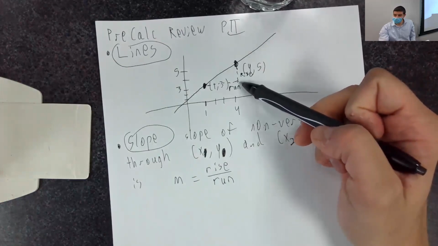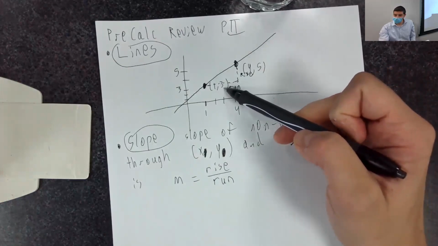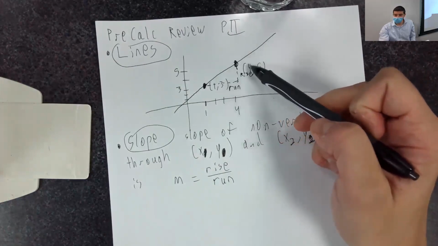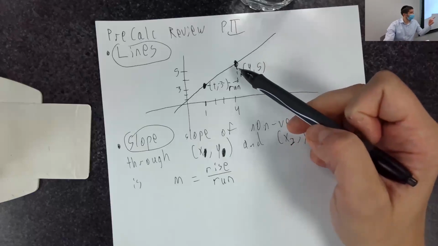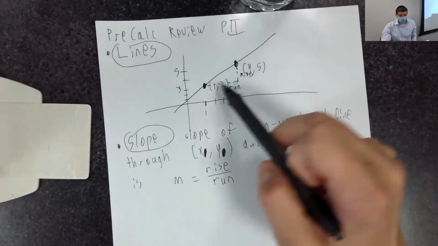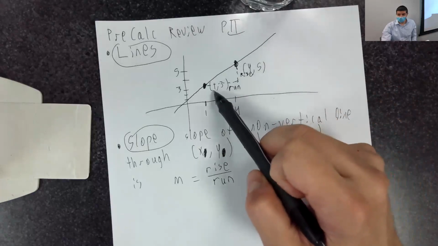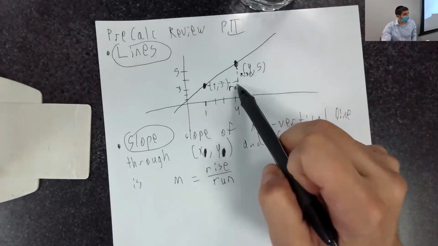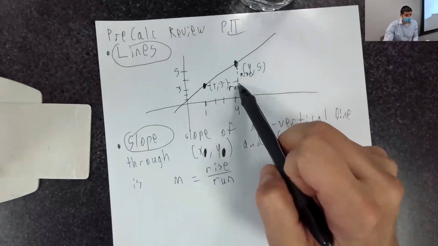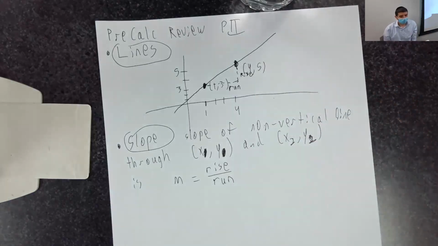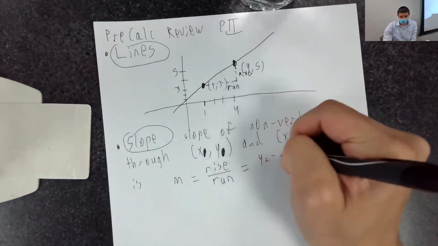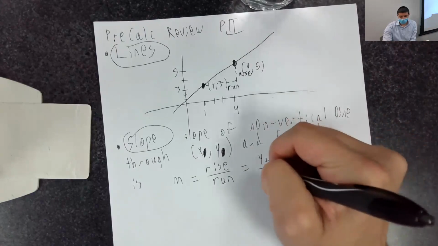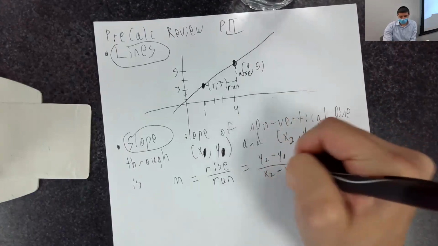So when I go from 1, 3 to 4, 5, what's the rise? How much did I rise? 2. Good. And what's the run from 1, 3 to 4, 5? How much did it run horizontally? 3. Good. So rise over run. The formula is m equals y2 minus y1 divided by x2 minus x1.